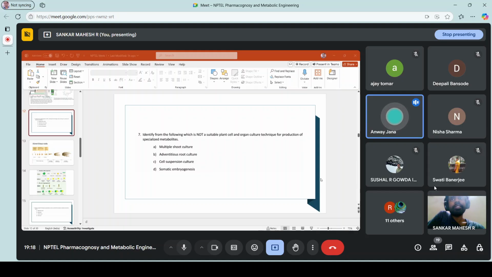Sir, I think the option A should be correct because in multiple shoot culture they are primarily focused on making a large number of shoots from a single plant, but in the other three options, they are slightly different from this. But when you think of these questions, you need to read them carefully. They ask whether it can be used for making specialized metabolites. And do you think specialized metabolites are produced in the shoot?